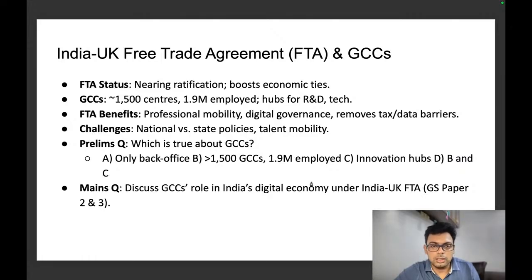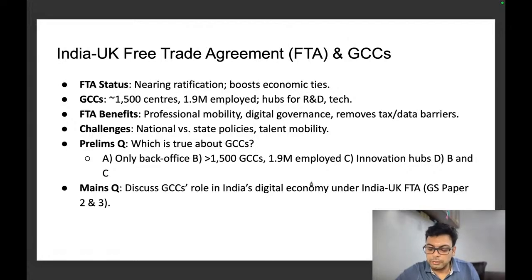India and UK are about to have this free trade agreement ratification, and it will boost economic ties. If we talk about global capability centers, there are around 1,500 global capability centers, and 1.9 million people are employed, and it is a hub for research and development, analytics and technology. Now, what are the benefits of this free trade agreement? It eases professional mobility, it harmonizes digital governance, it removes taxation and data barriers.